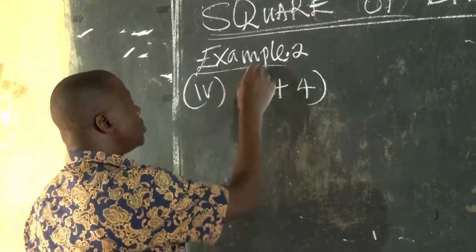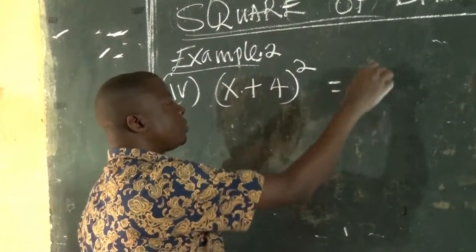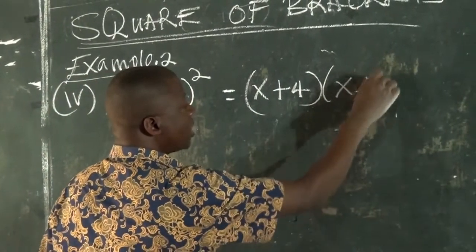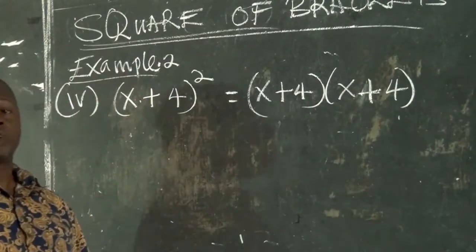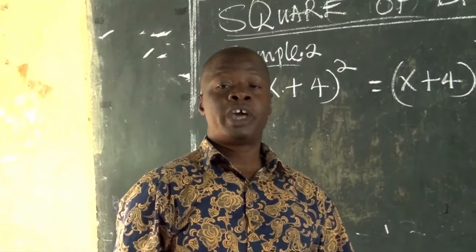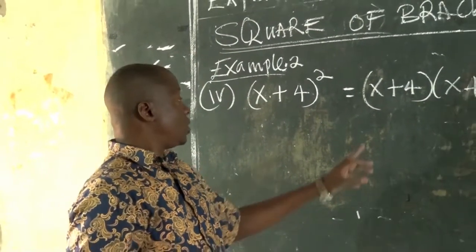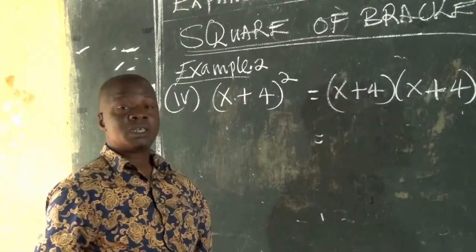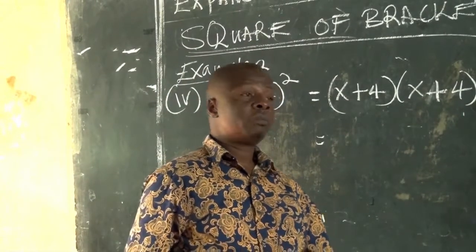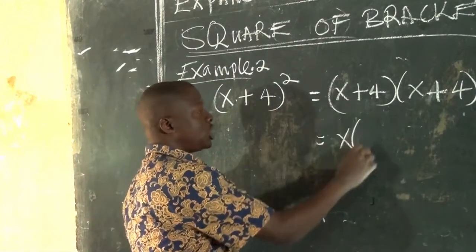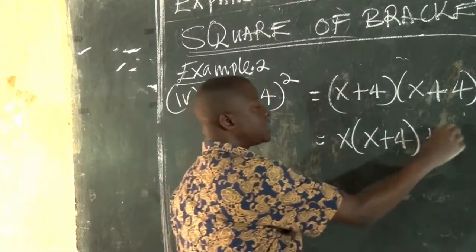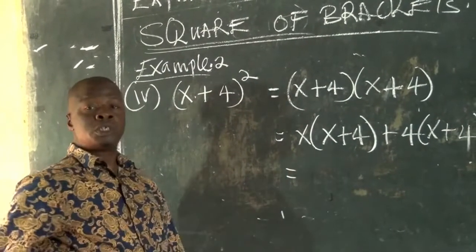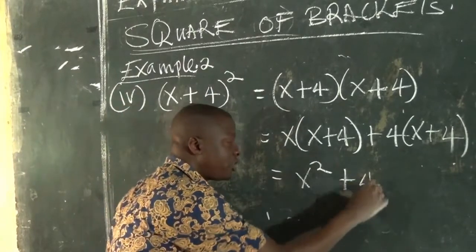Number 4, we have x plus 4 squared. This is x plus 4, then x plus 4. That is the square of the brackets. We have 2 brackets, similar brackets with the same elements. We see that the elements in the first bracket affect elements in the second bracket. However, we have x into x plus 4, into x plus 4. This is supposed to be x squared plus 4x.